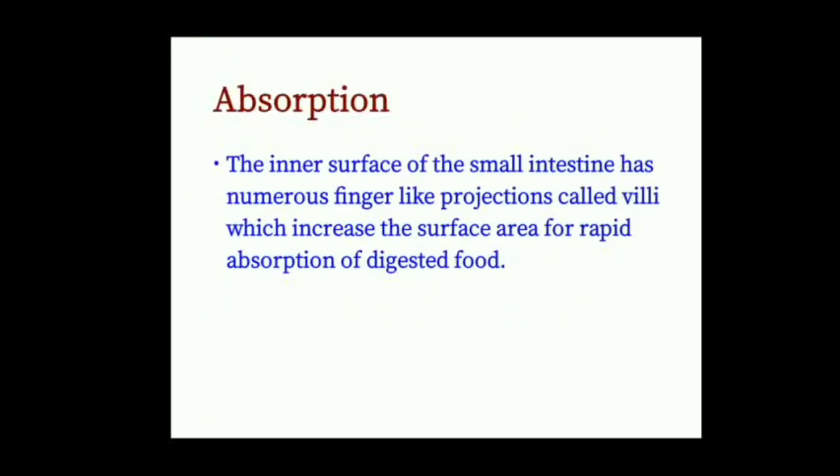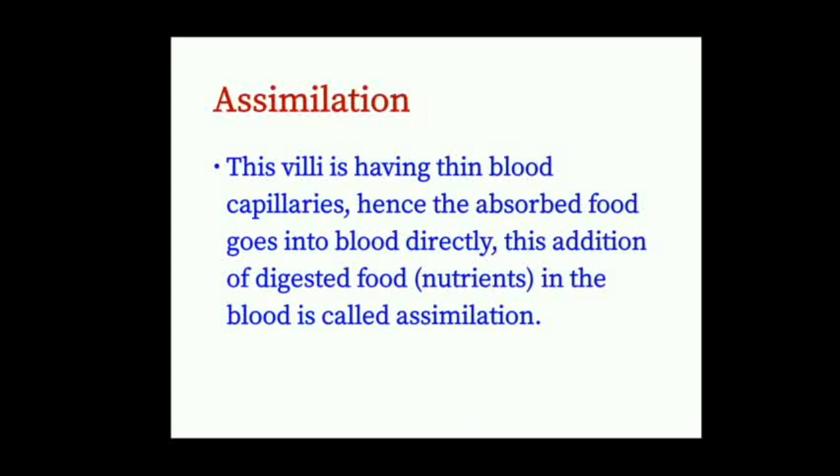Absorption. The inner surface of small intestine has numerous finger-like projections called villi, which increase the surface area for rapid absorption of digested food. The villi contain thin blood capillaries connected with it. It directly adds the digested food into the blood. This process is known as assimilation. The addition of digested food in the blood is called assimilation.